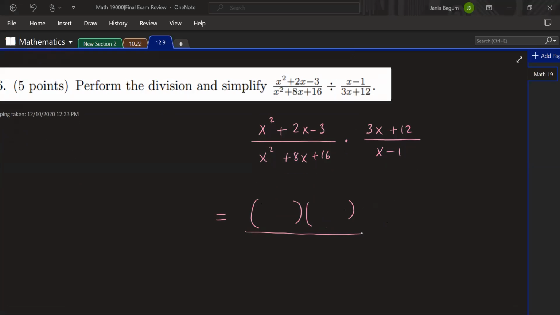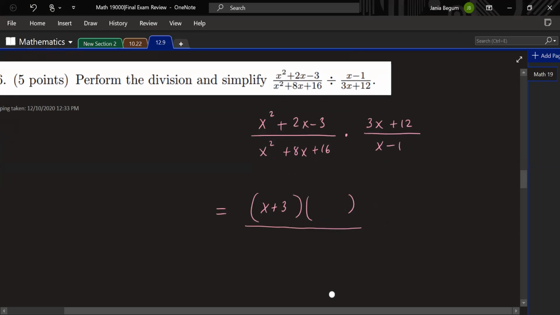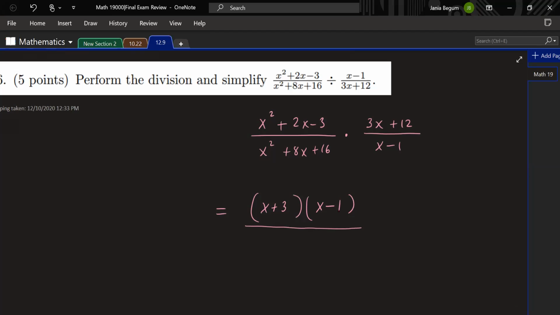So we want to find two numbers that give us x plus 3 and x minus 1. Yeah, x plus 3, x minus 1. It looks like that's going to work. If you want to check if your factors are correct, you just redistribute.